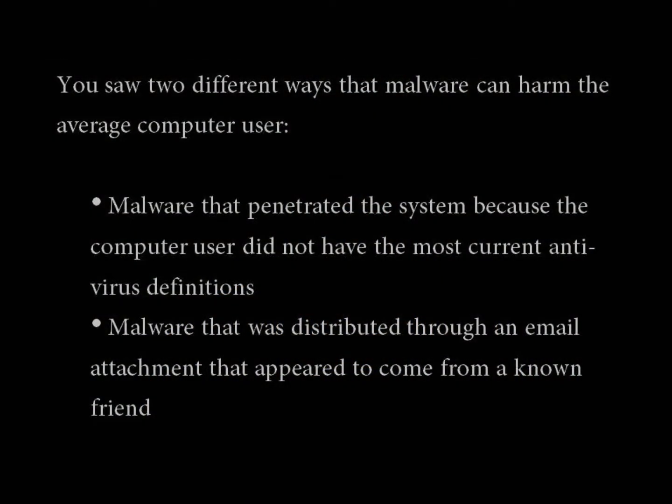In this video, you saw 2 different ways that the average computer user can be harmed by malicious code. In the first clip, malware penetrated the computer system because the user did not have the most recent antivirus definitions. It is always important to have the most recent definitions to protect yourself against malware as quickly as it is identified. In the second clip, the computer user received malware from an email attachment that he thought contained a screensaver. The email appeared to come from a friend, so the computer user felt that it was safe to open. However, malware on the friend's computer actually sent the email, and the attachment contained malicious code rather than a screensaver, which ended up infecting the user's computer.